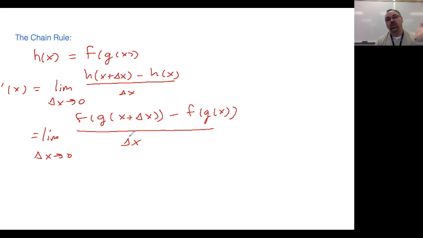Now, I'm about to multiply by a factor here, and it's going to look a little weird. But I want you to think about this. The g of x plus delta x and g of x, those are kind of the inputs into the function f, right? So what I'm going to do is multiply by g of x plus delta x minus g of x over itself.